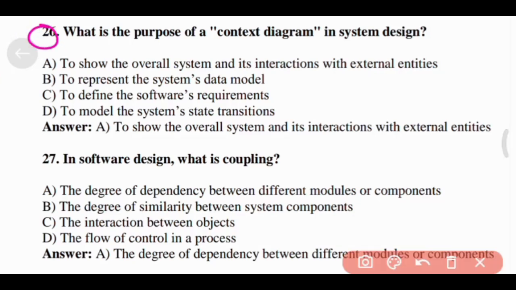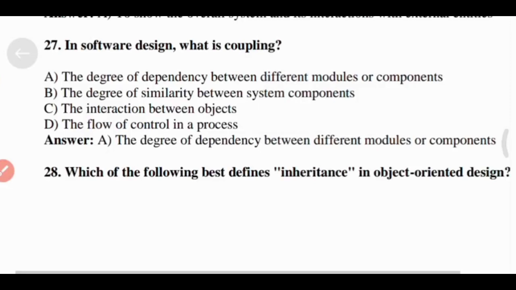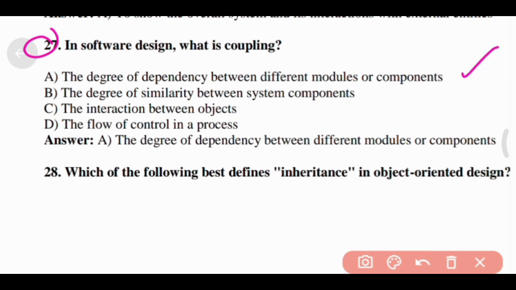What is the purpose of a context diagram in system design? Option A, to show the overall system and its interactions with external entities. In software design, what is coupling? Option A, the degree of dependency between different modules or components.